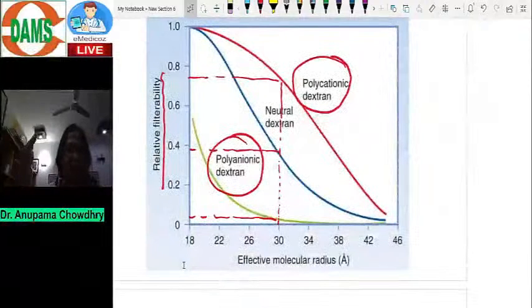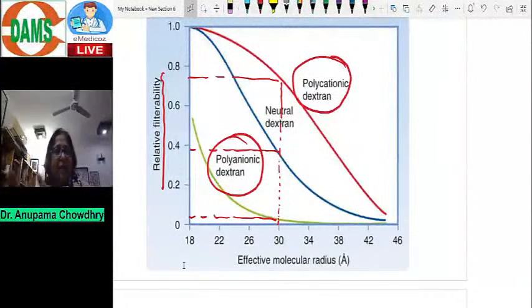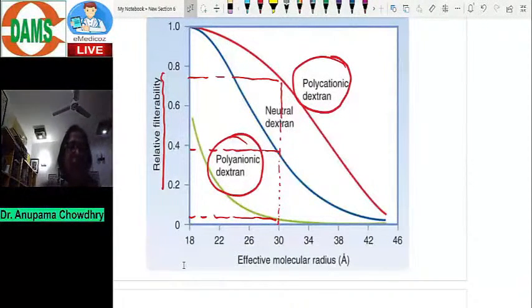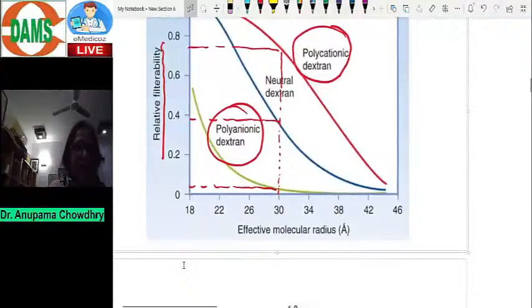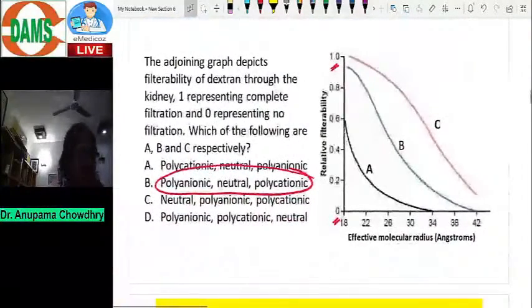I discussed with you what is going to happen if you have same sized particles: a neutral particle, a cationic particle, and an anionic particle. A cationic particle will be filtered more than a neutral particle. Least filtrability will be for a polyanionic particle of the same size. This was the INI-CET question which came. So I have discussed that with you.